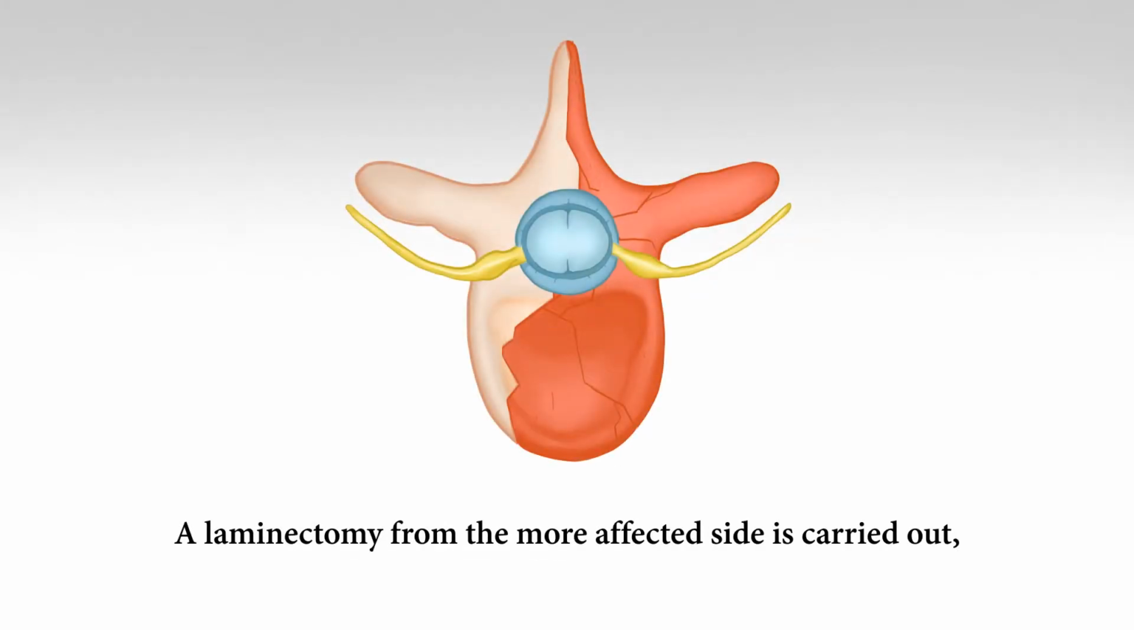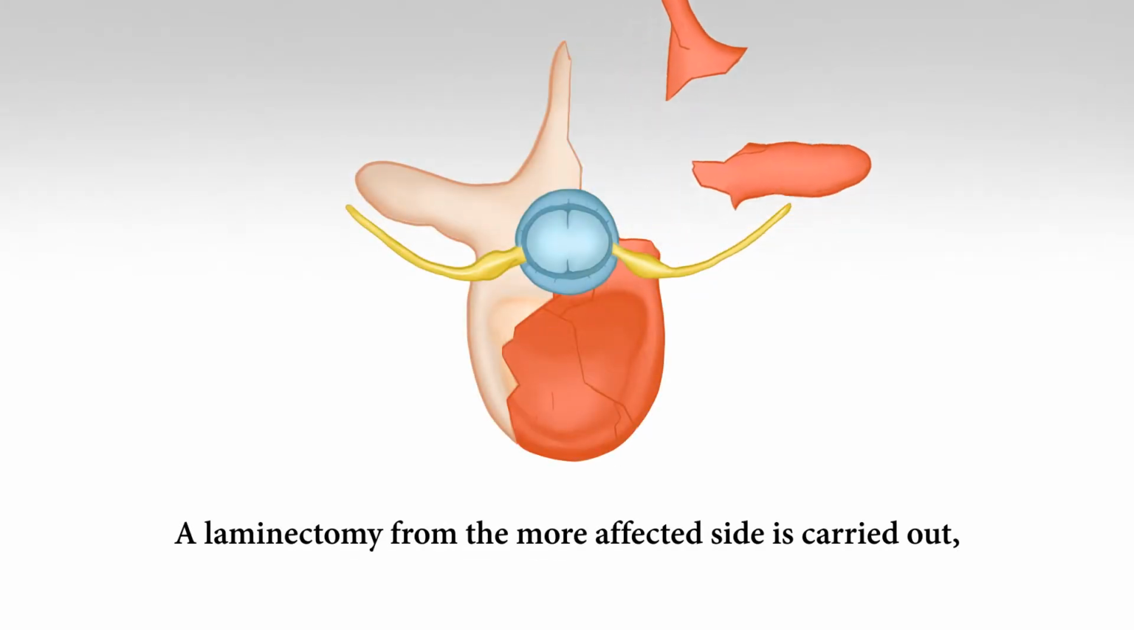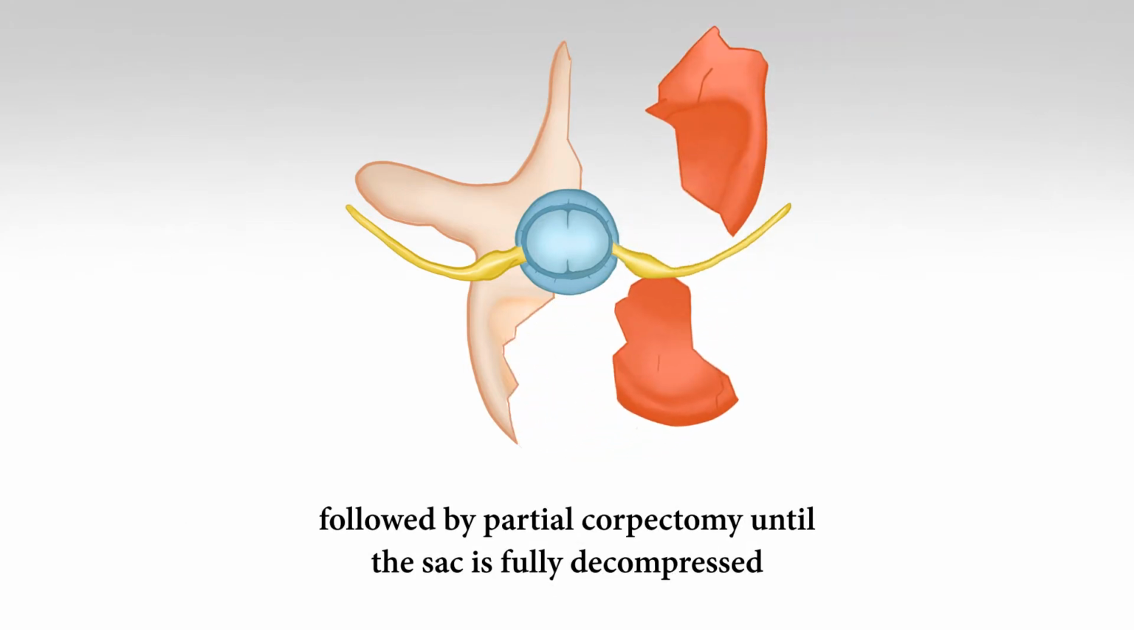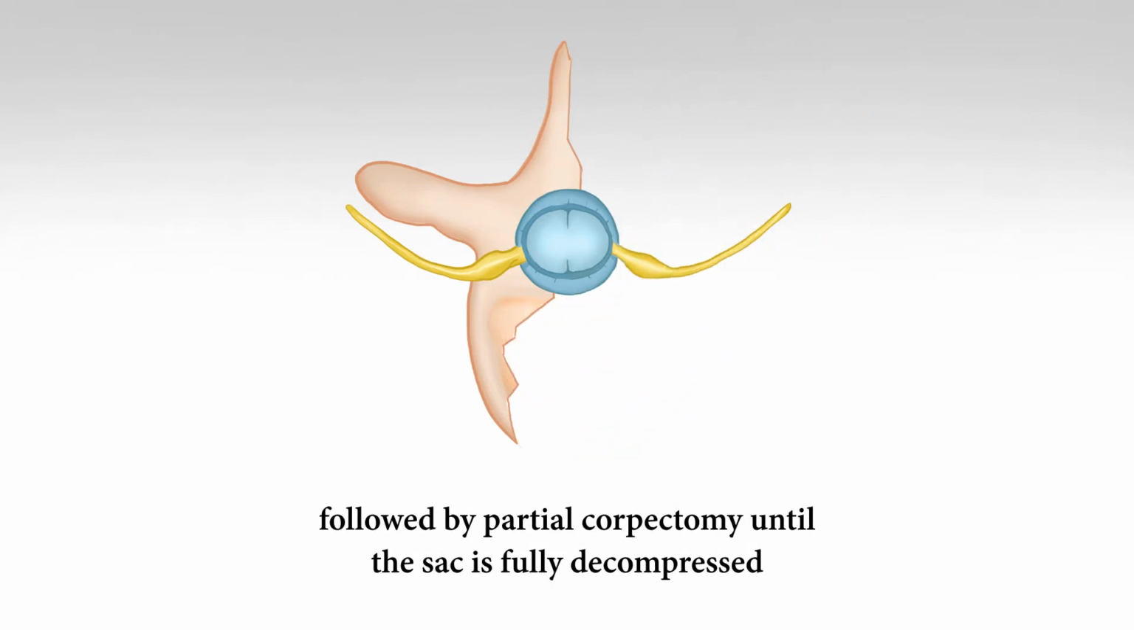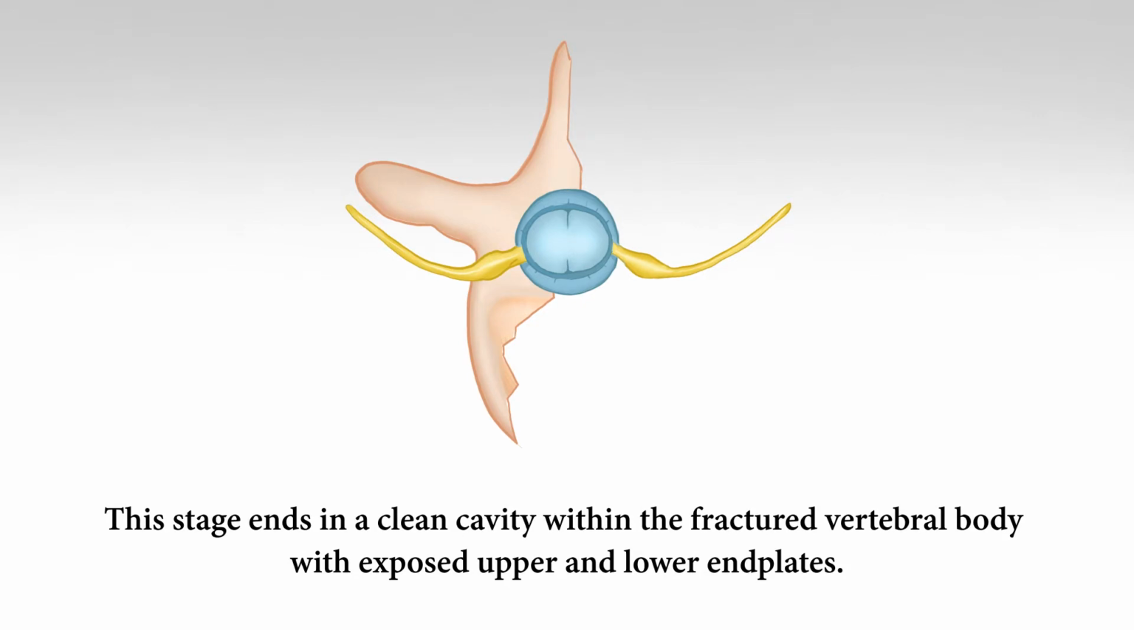Then, a laminectomy from the more affected side is carried out, followed by partial corpectomy until the thecal sac is fully decompressed. This stage ends in a clean cavity within the fractured vertebral body with exposed upper and lower end plates.